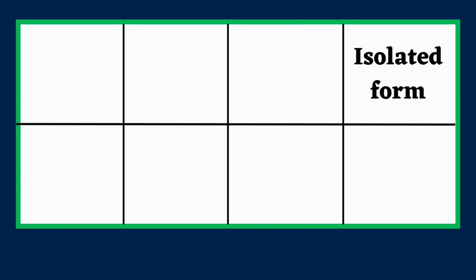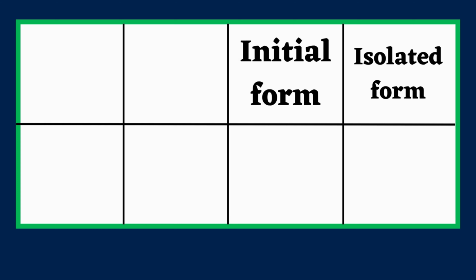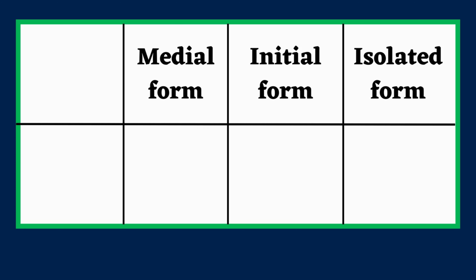It's important to understand that Arabic letters have three different forms when they join each other. They are initial, medial, and final form. Initial form. The initial form of an Arabic letter is how it appears when it is the first letter in a word.